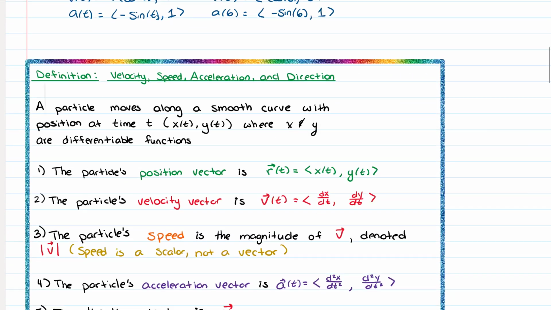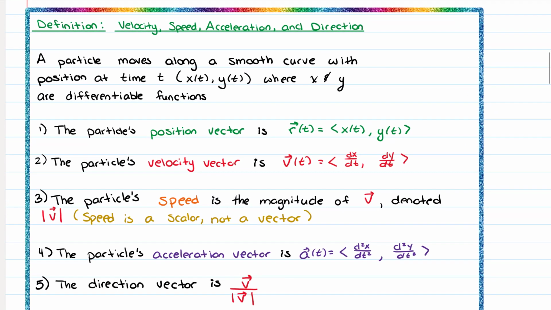So now what I want you to do is go ahead and copy down some definitions that have to do with vectors and their derivatives. So the particle's position we call r of t. For vectors, we call it r. And it's x of t, comma y of t.